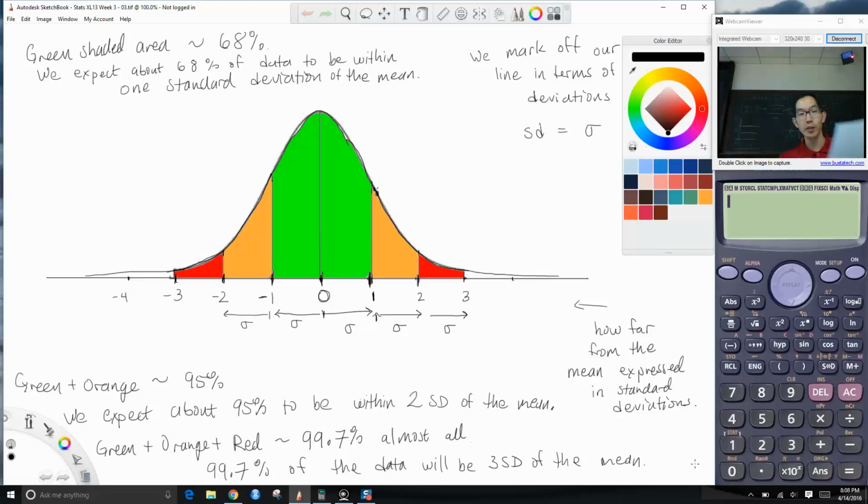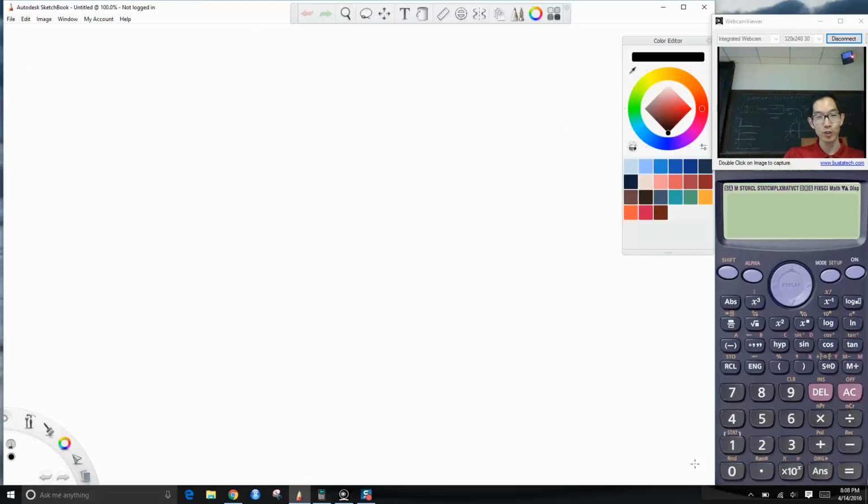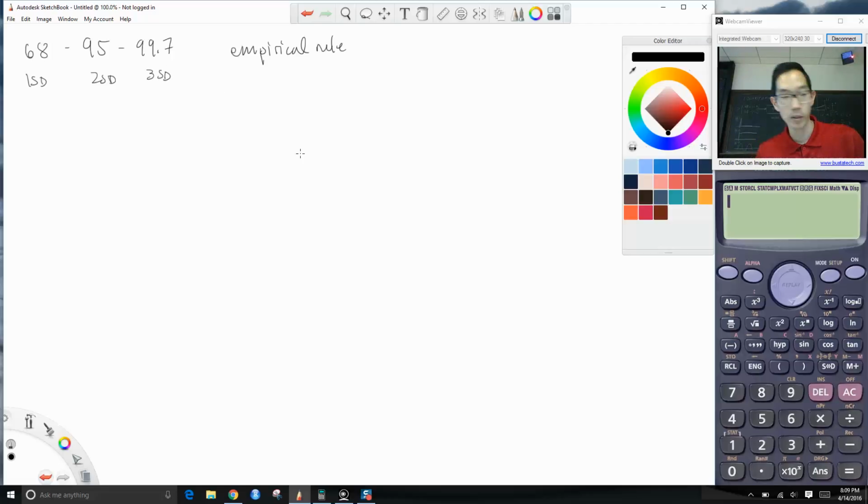These are the 68, 95, 99.7. Those are three numbers that you should try to memorize. Okay, so 68, 95, 99.7, also known as the empirical rule. These are three numbers to memorize for within 1 standard deviation, 2 standard deviations, and 3 standard deviations of the mean. But for everything else, we have the normal table.